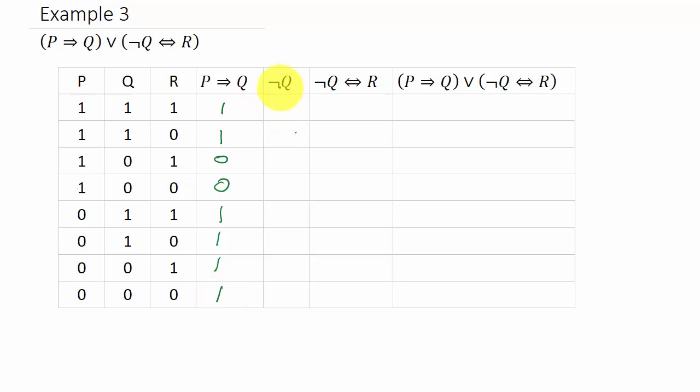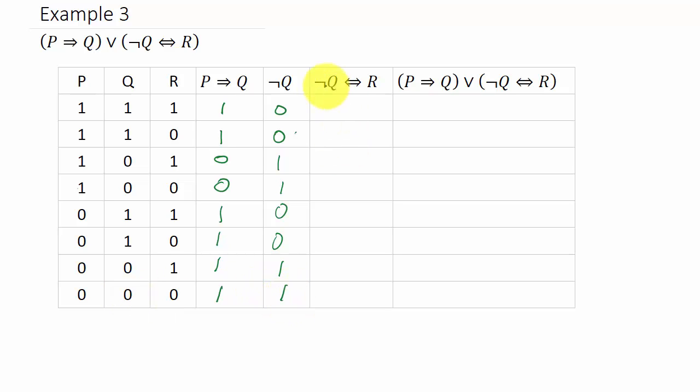Alright, now let's look at the column not Q. Alright, so remember, not Q is going to have the opposite truth value of Q. Alright, so here I have true, so that's going to be false. That's true, so that's going to be false. That's false, so that's true. That's false, so it's true. That's true, so it's false. True, so that's false. False, so that's true. And false, so that's true.